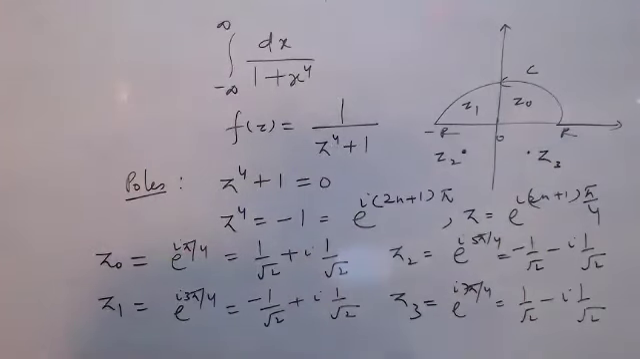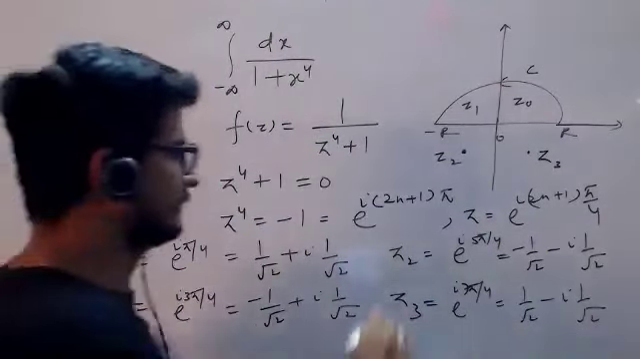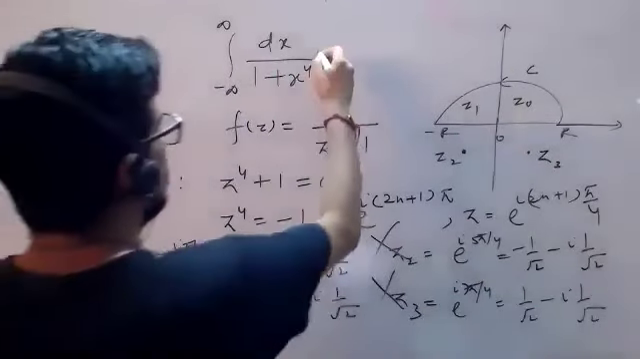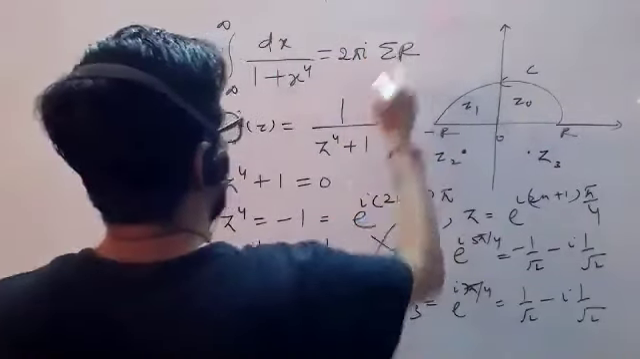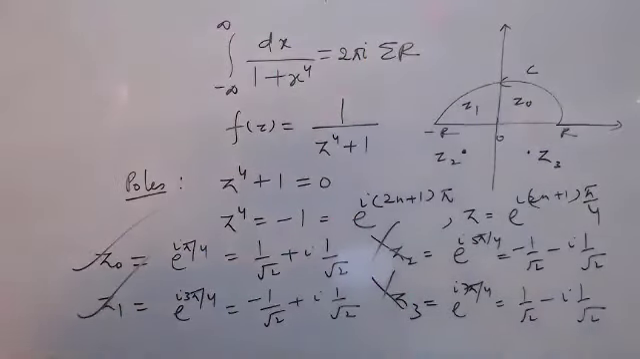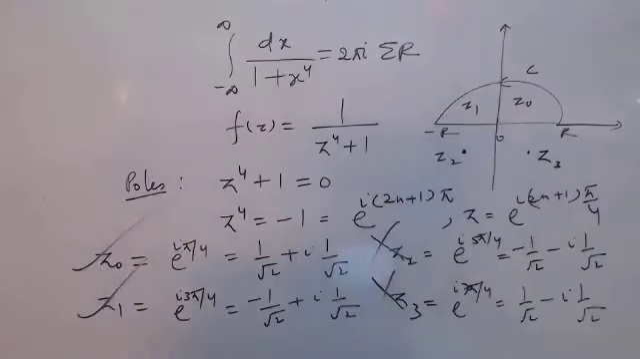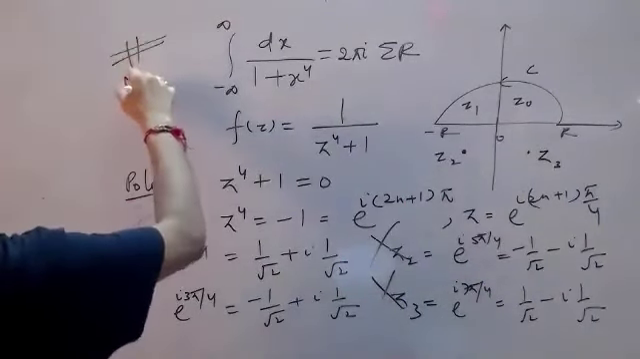Yes, sir. Now this and this lie inside, and the ones that go outside will not be considered. So our answer will be 2 pi i times the sum of residues, and the residues will be calculated at z0 and z1. If you agree with this, I will erase this part, but quickly note it down. This is also a previous year question.